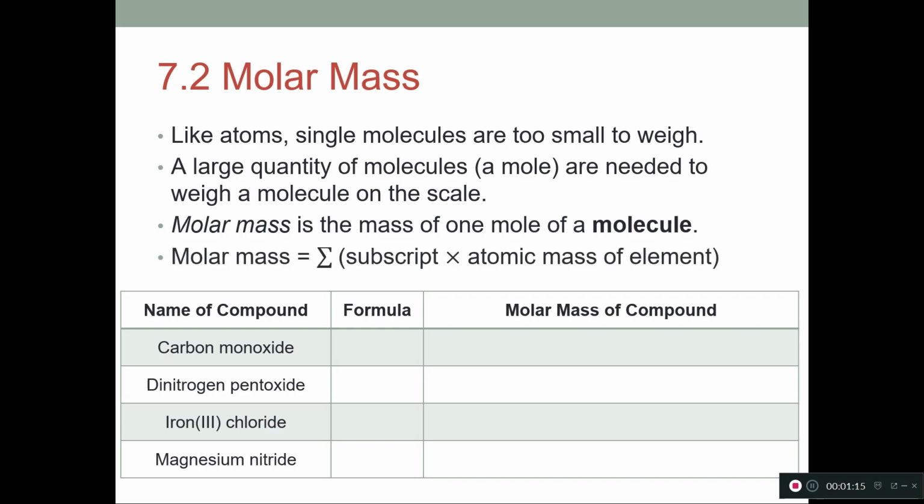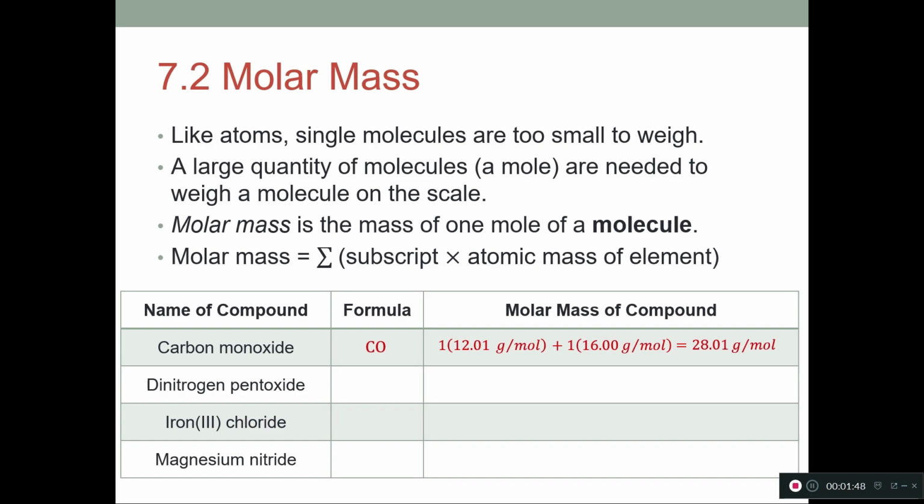And so to get that, what we want to do is actually add up all of the atomic masses, those would be the numbers that we could get off the periodic table, and multiply each one by their subscript. So for instance, if we have carbon monoxide, which is just CO, that would be 1 times the 12.01 grams per mole. That's for the carbon. Then for the oxygen, we just have one of them, so it's 1 times 16.00 grams per mole. And when we add those up, we get 28.01 grams per mole.